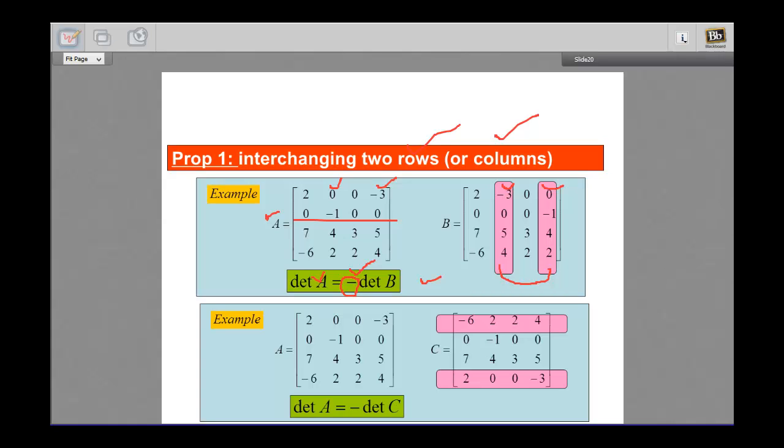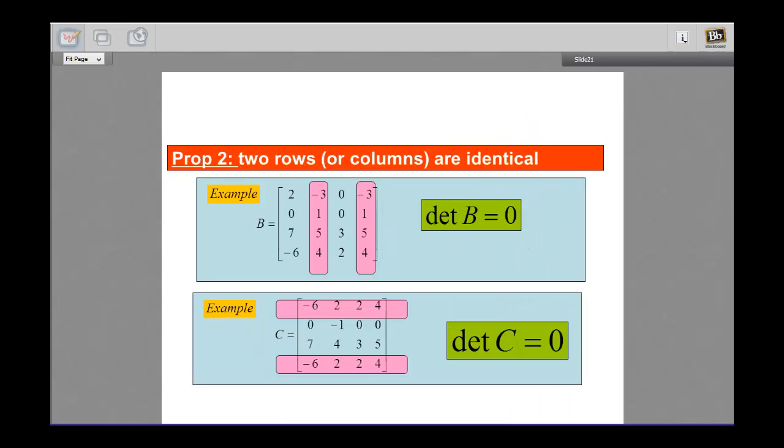Either we change two rows or two columns, the sign of the determinant must change. Let's take another example. Here there is a row 1 2 0 3, and a row 4 minus 6 2 4. I interchange these two rows. What we observe is that the determinant of A is equal to minus the determinant of C. So either we interchange two columns or two rows, the sign of the determinant is changed.